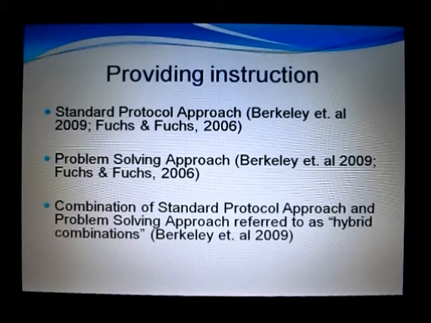The problem-solving approach, which is a little bit more individualized but can be done in a group, is where you look at the problem that your students are having. That would be your step one, or step two would be to kind of analyze the problem.